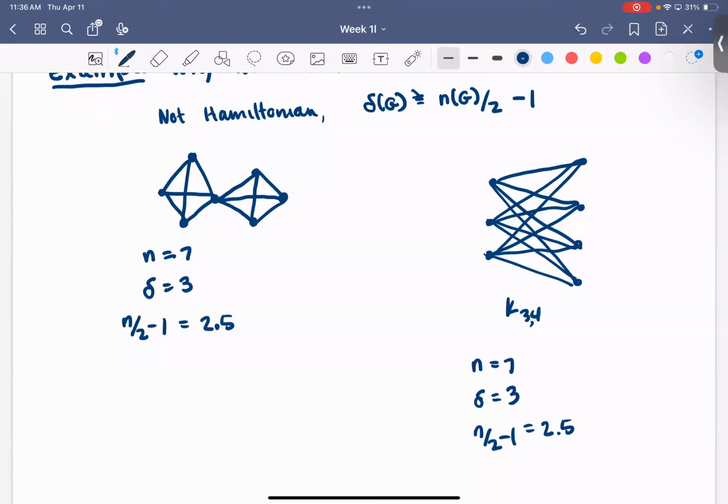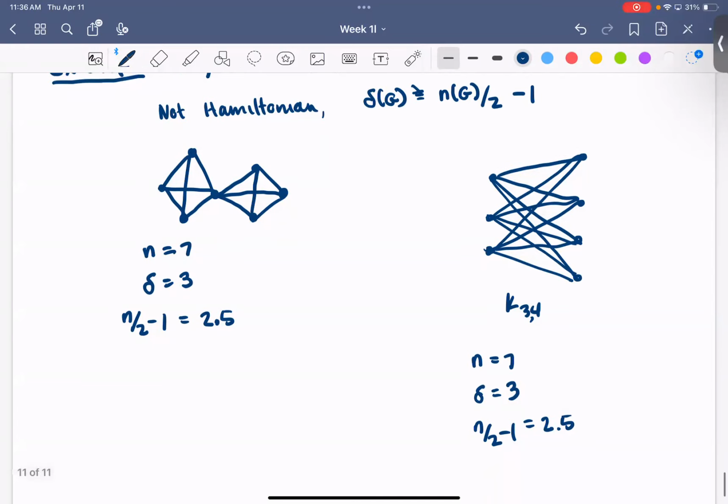Exactly. So this can't be Hamiltonian because, like we said before, a bipartite graph can only be Hamiltonian if the two partite sets have the same size. We have partite sets with different sizes, so it's automatically not Hamiltonian, and the numbers satisfy the constraints that we had. Okay, are there questions about these examples?